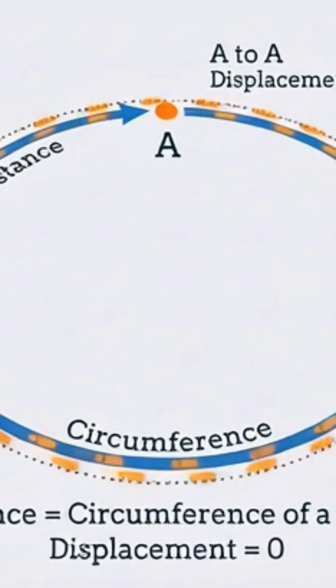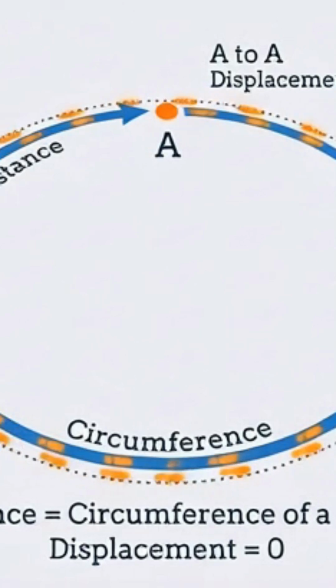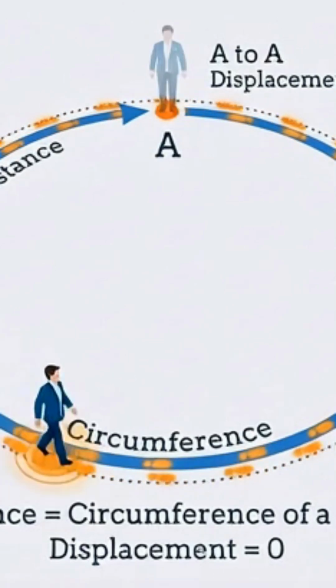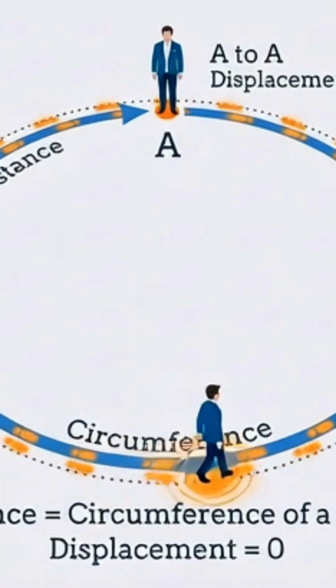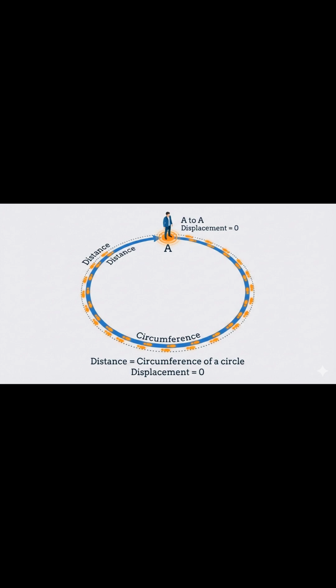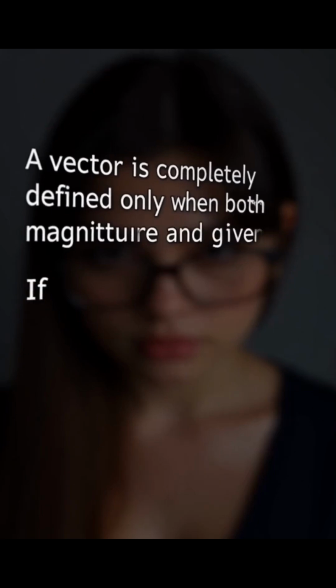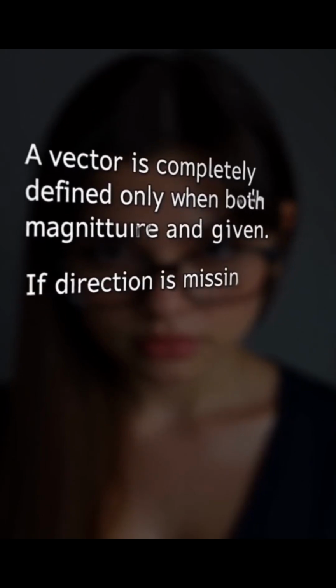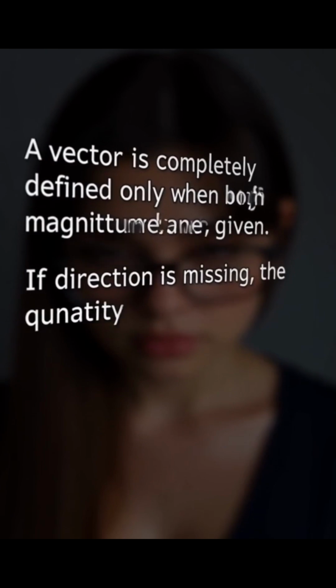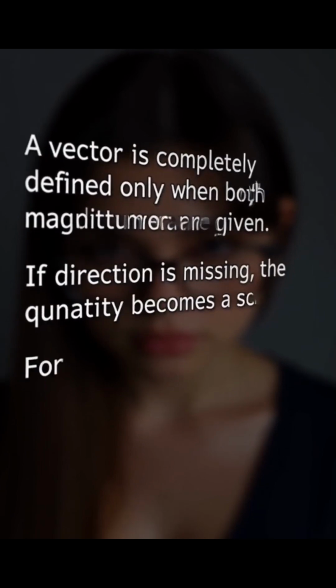Magnitude and direction. A vector is completely defined only when both magnitude and direction are given. If direction is missing, the quantity becomes a scalar. For example, velocity without direction is only speed. Thus, direction plays a crucial role in vectors.